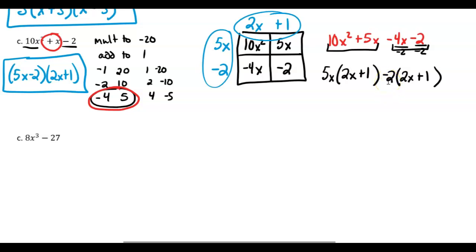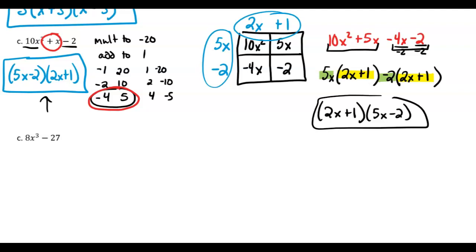So I do a quick distributing to see, did it work? -2 times 2x is -4x, and -2 times 1 is -2. So that worked. What you're looking for is, are the parentheses the same? They are: 2x plus 1. If they're not the same, we have a problem. So they're the same, and one of the factors is 2x plus 1. The other factor is right here, 5x minus 2. That's the same answer as I got right here. These are totally the same, it's just two different methods.